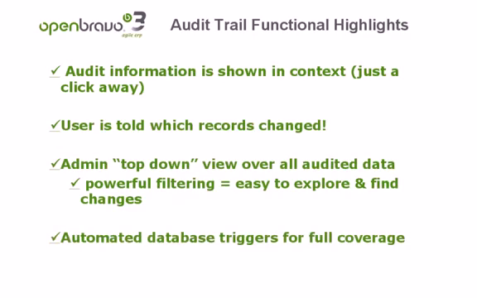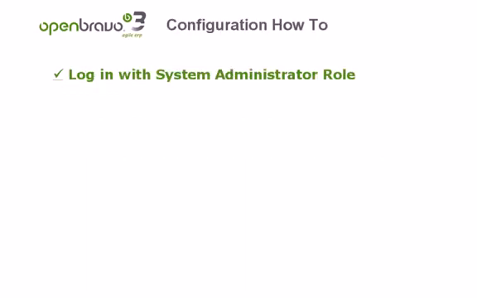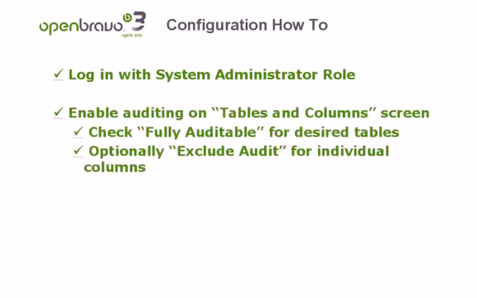One quick technical note. We implemented the data auditing with automated database triggers to ensure that all database changes are captured. Now, let's list what you need to do to configure this feature. First, log in with the System Administrator role. Then access the Tables and Columns screen. Search for the tables you want to audit and put an X in the Fully Auditable checkbox.